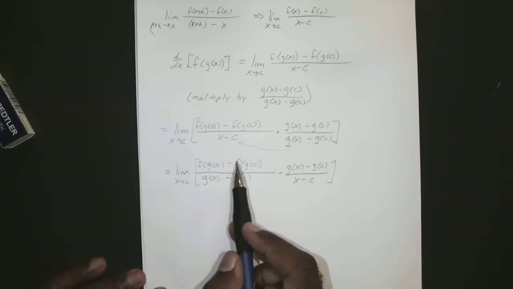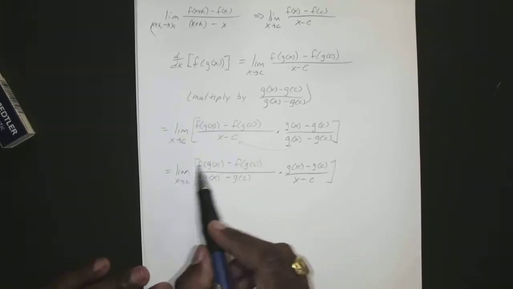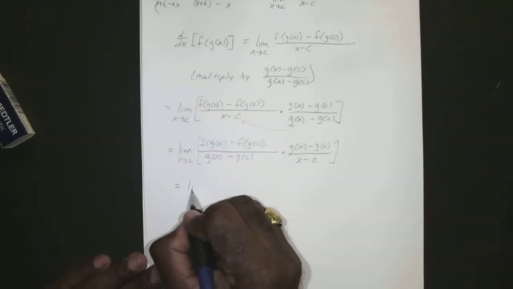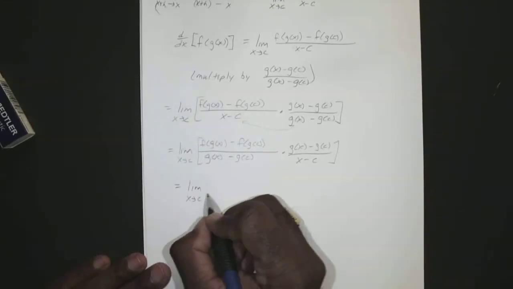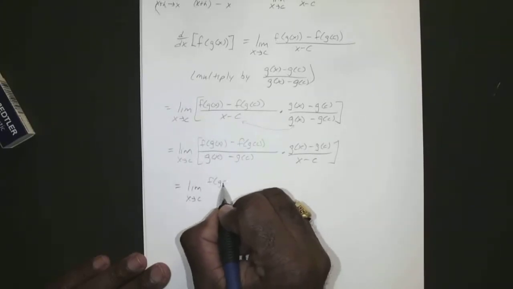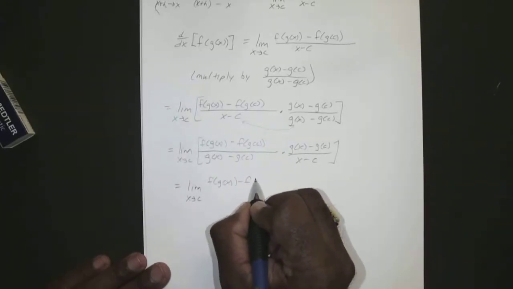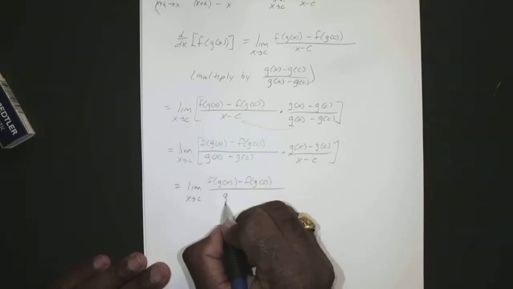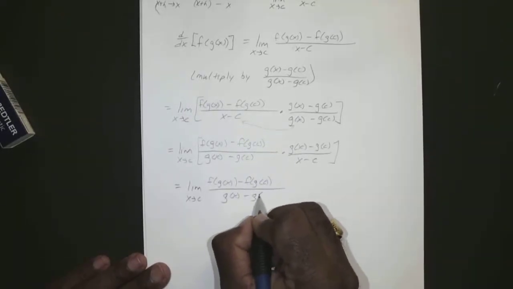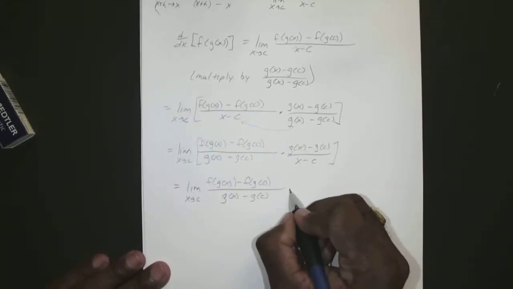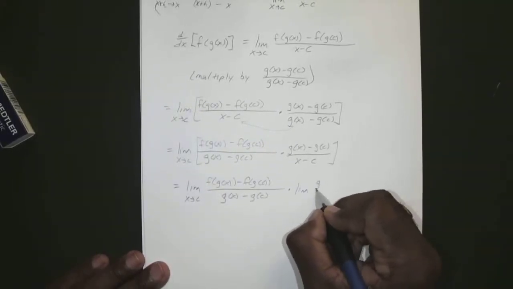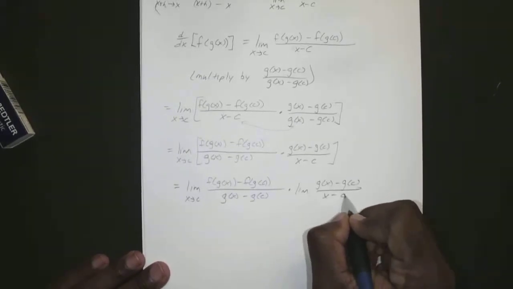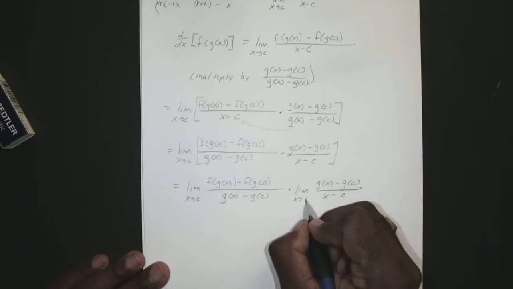Okay, so just from our property of limits, we know we can distribute that to both factors. So that would equal the limit as x approaches c of f of g of x minus f of g of c all over g of x minus g of c times the limit of g of x minus g of c all over x minus c as x approaches c.